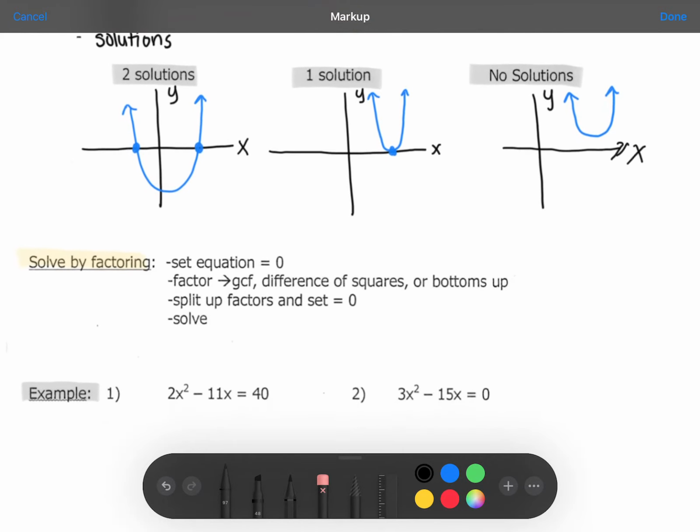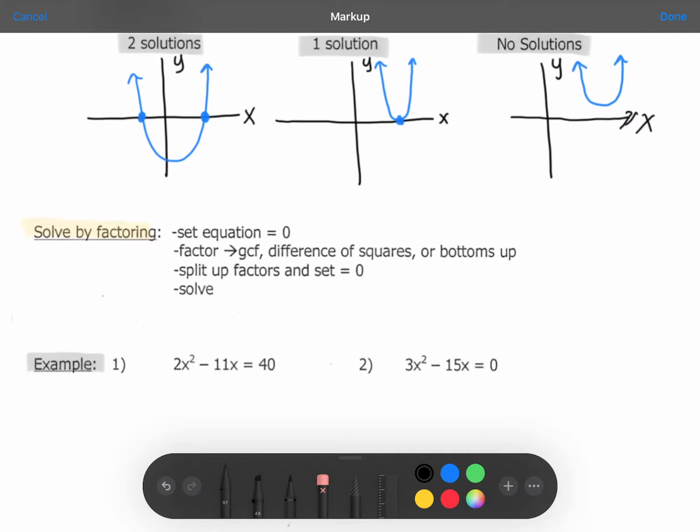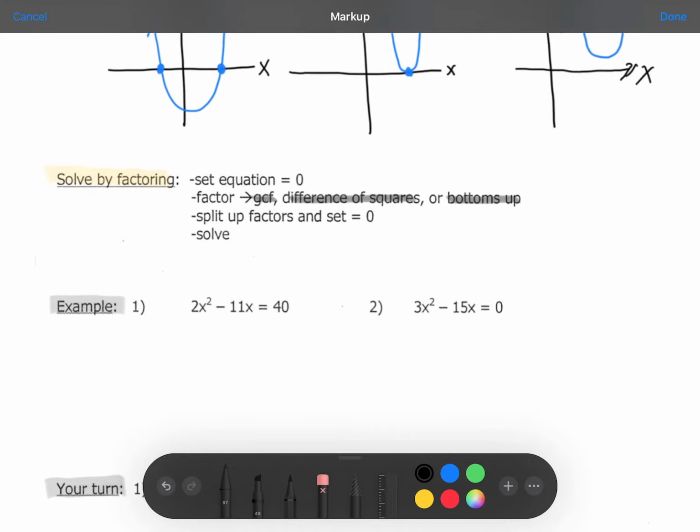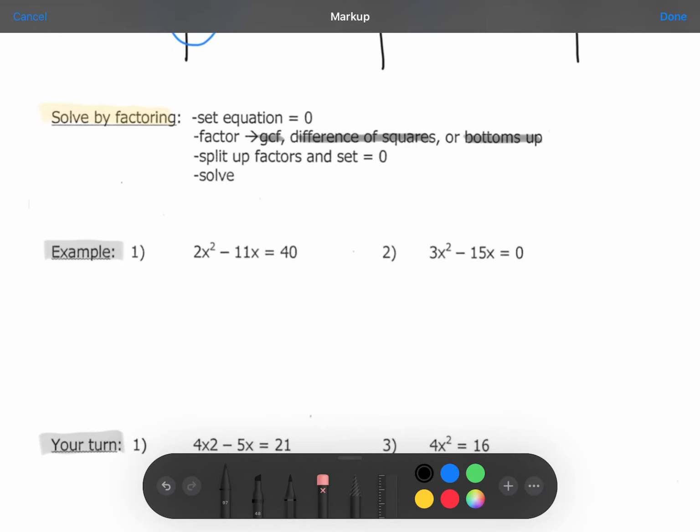All right, to solve by factoring, the first thing, which is very important, is to make sure your equation equals 0. Then you're going to factor it using one of the three methods that we talked about in a previous video. You're either going to do GCF, difference of squares, or the bottoms up method if it's a trinomial. Then you're going to split your factors up, set each one equal to 0, and solve each. So basically we're going to have two problems for the price of one. Let me show you what this looks like.